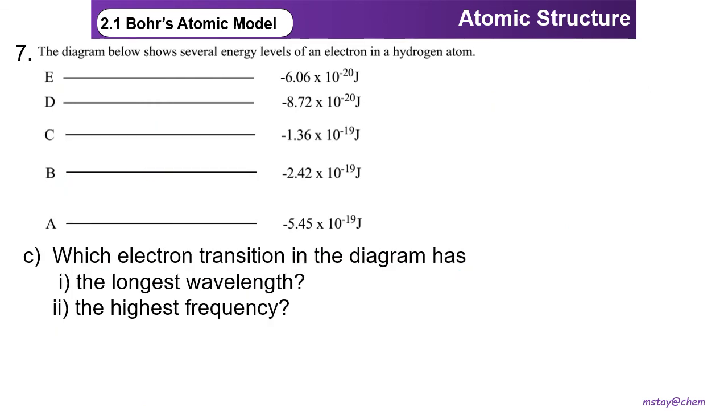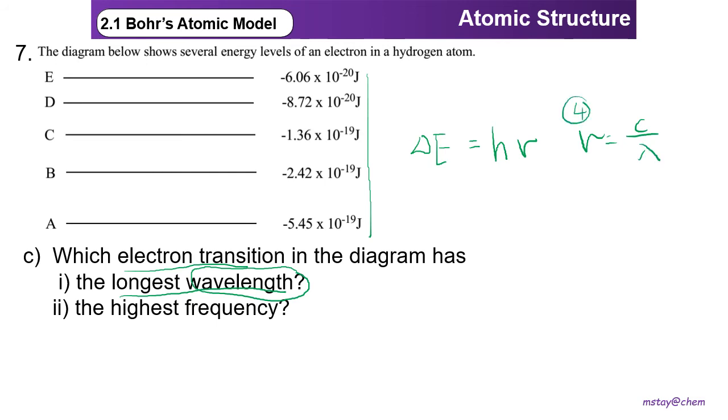Continue with question C. Which electron transition in the diagram shows us the longest wavelength? So again, in this diagram, you are given the energy. So that means from here we can determine the delta E. Okay, and then the question asks us about the wavelength. So we have the idea delta E is equal to h nu, and nu is equal to c over lambda. So I can substitute the fourth formula into the third formula that we always use in this whole video, Hc over lambda.